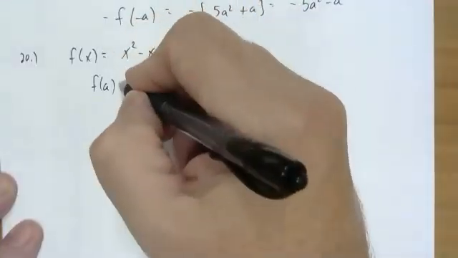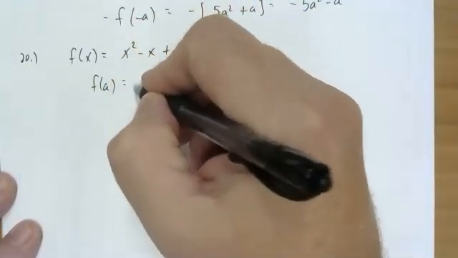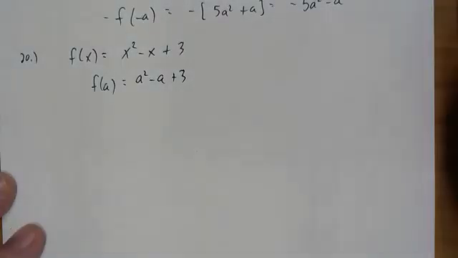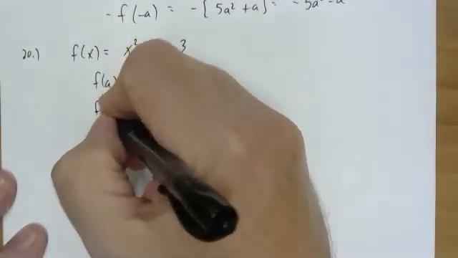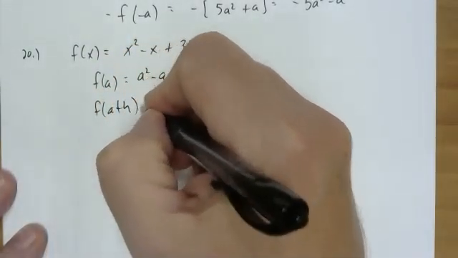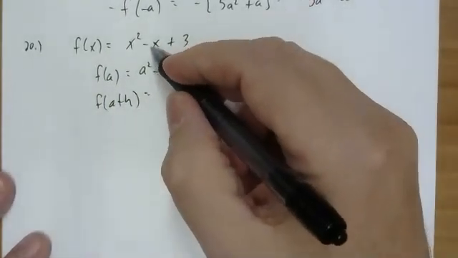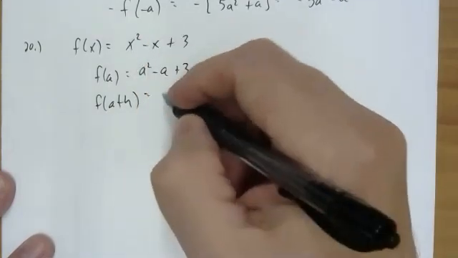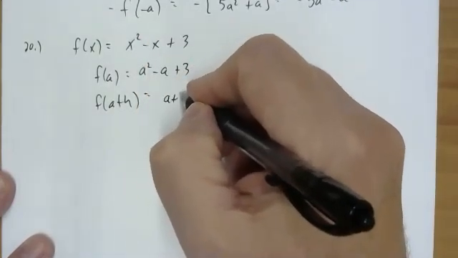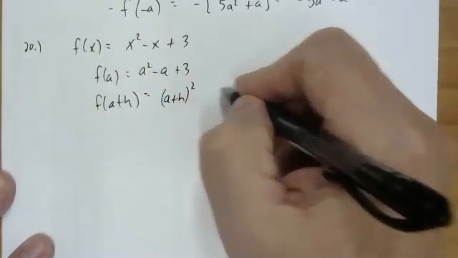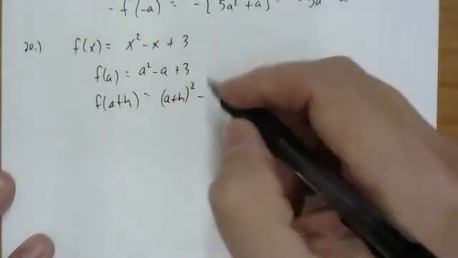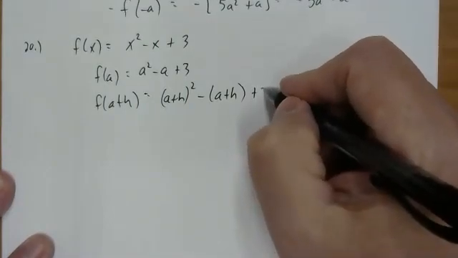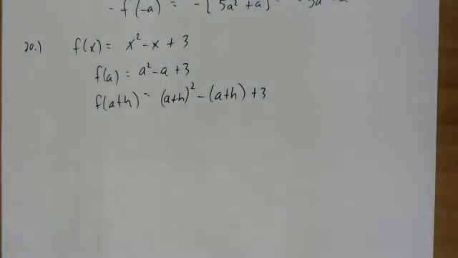So the first thing they want to do is f of a. So every place I have an x, I put an a. And then they want us to do f of a plus h. Every place I have an x, I replace it with a plus h. So x squared becomes a plus h squared, minus x, minus a plus h, plus 3.